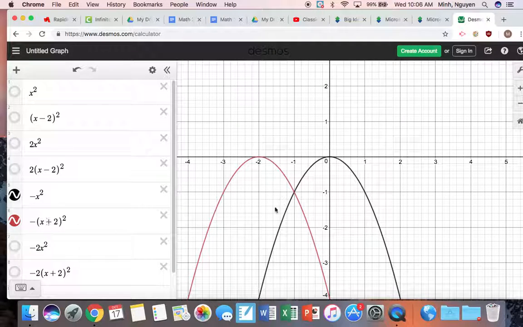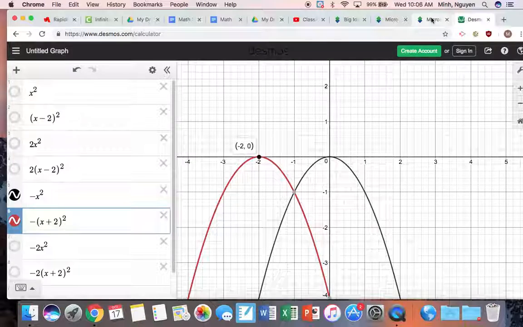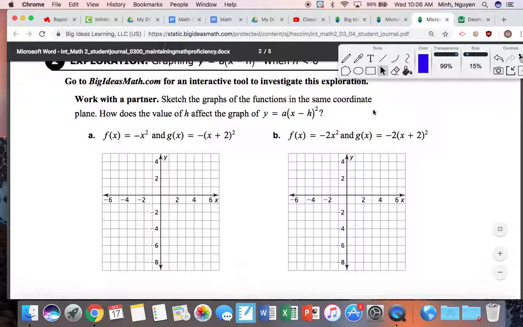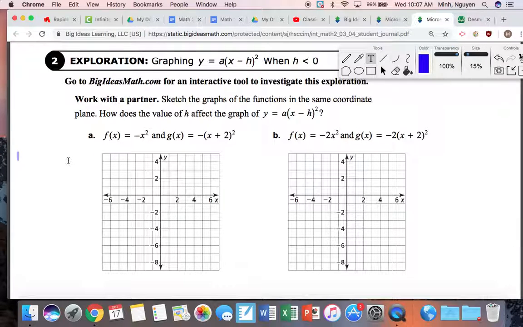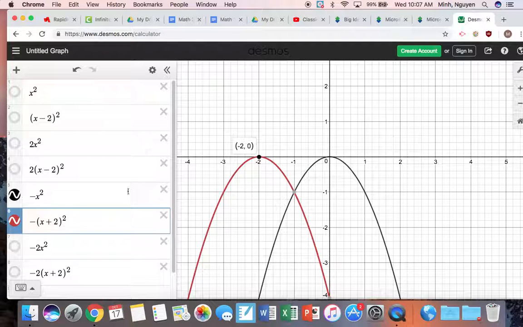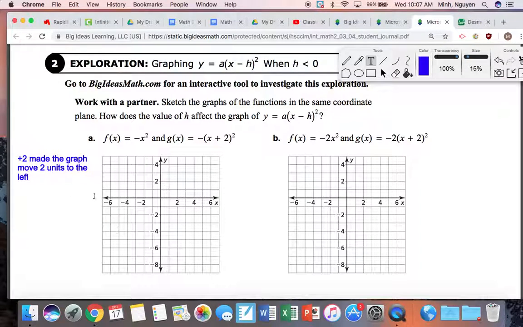So we have a plus 2 moving it 2 to the left. How does the value of h affect the graph? Well, plus 2 made the graph move 2 units to the left. And again, you would sketch both of them over here.